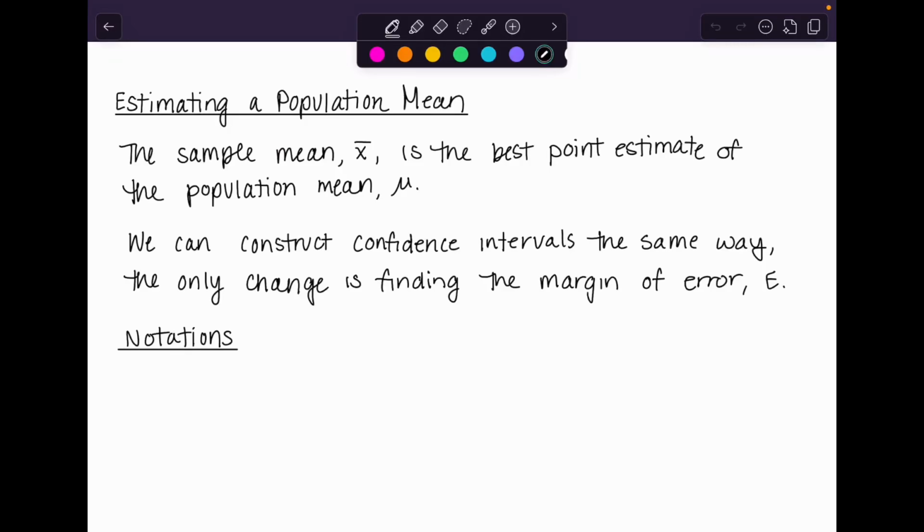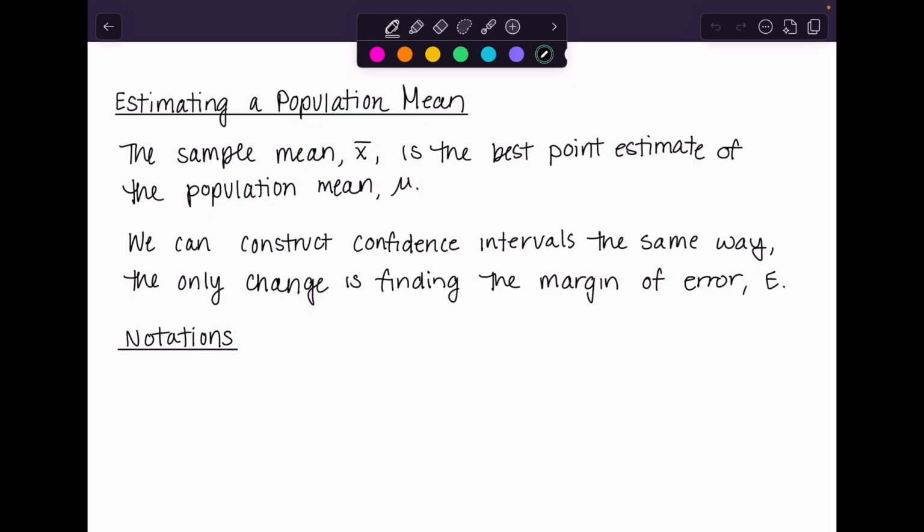So we're going to move on and talk about estimating a population mean. And realistically, we're going to take the same ideas as estimating a population proportion and extend it. So we're going to have a different way to calculate the margin of error, and instead of being based on proportions, it's going to be based off of standard deviations.